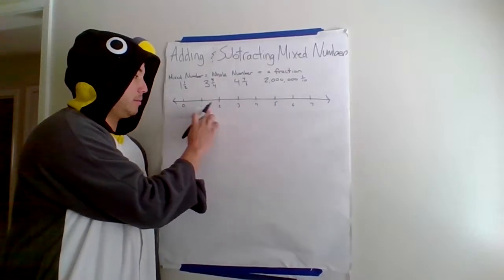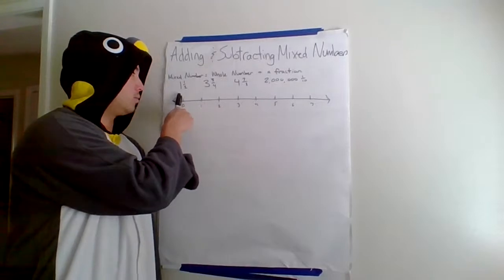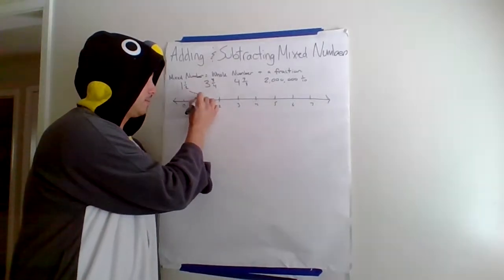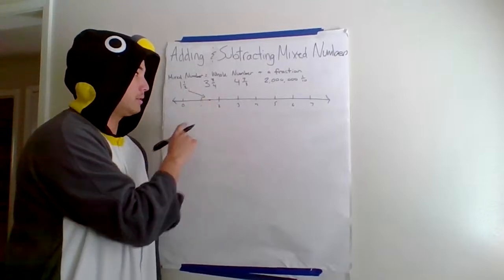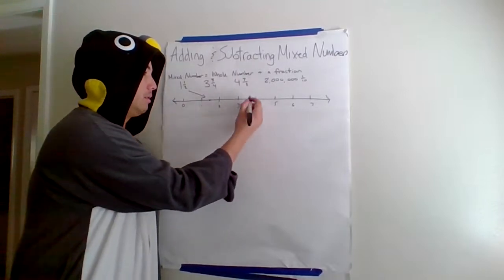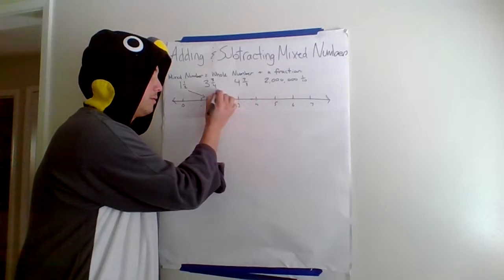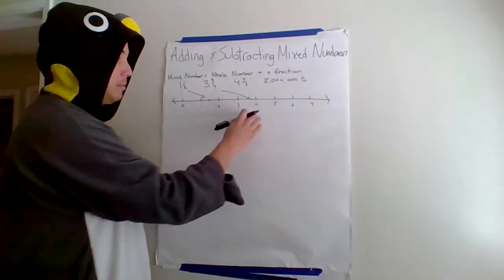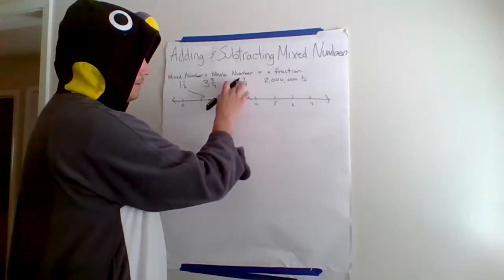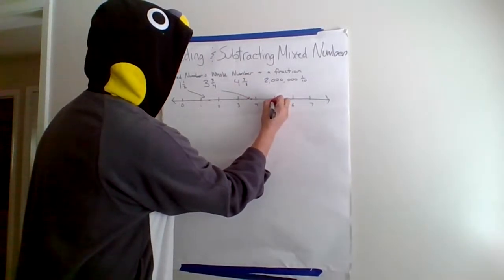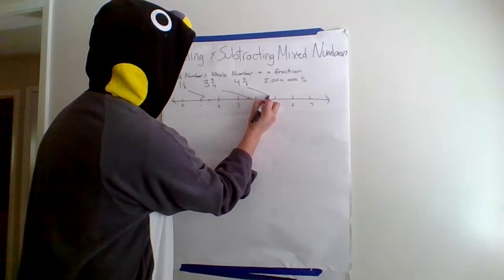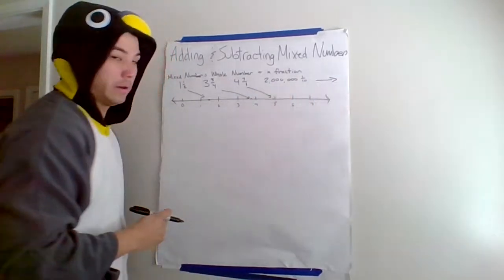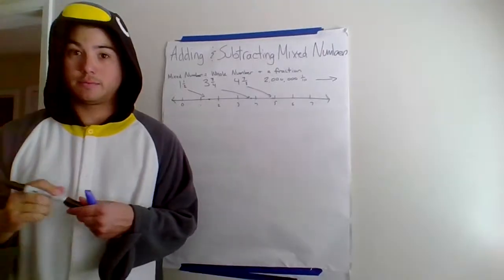1 and a half is going to be greater than 1 because it's 1 plus a fraction, but less than 2. It's going to be right here, right? 3 and 3/4 is going to be greater than 3, less than 4, 3/4 of the way there. 4 and 7/8 is greater than 4, less than 5, and 7/8 is almost 8/8, so it's really close to 5. And then 2 million and 1/10 is going to be way over there somewhere, just past 2 million.